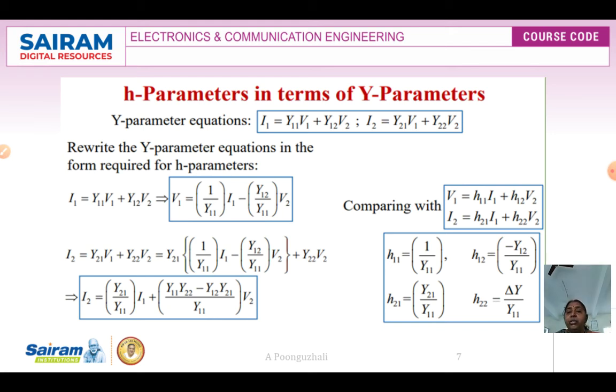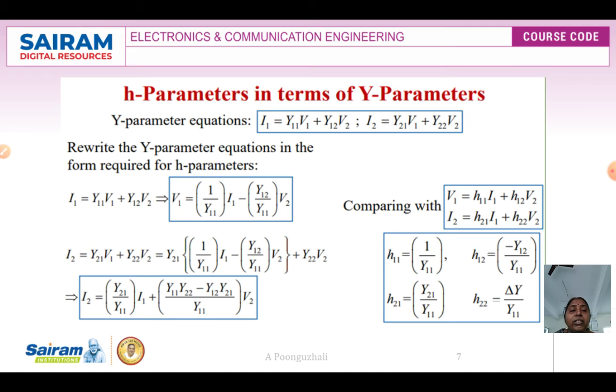Next is I2. I2 is nothing but y21 into v1 plus y22 into v2. In terms of h parameters, it should be in terms of I1 and v2. So substitute v1 equal to 1 by y11 into I1 minus y12 by y11 into v2, and simplify. I will get I2 is equal to y21 by y11 into I1 plus del y divided by y11 into v2.